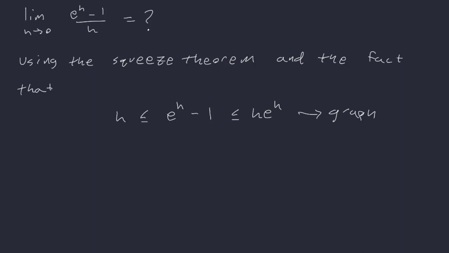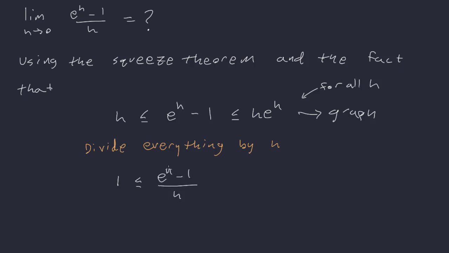Okay, so this is true for all h, but specifically close to 0. And so now if we divide everything by h, we'll get 1 is less than or equal to e to the h minus 1 all over h, which is less than or equal to, well, h e to the h over h will just be e to the h.